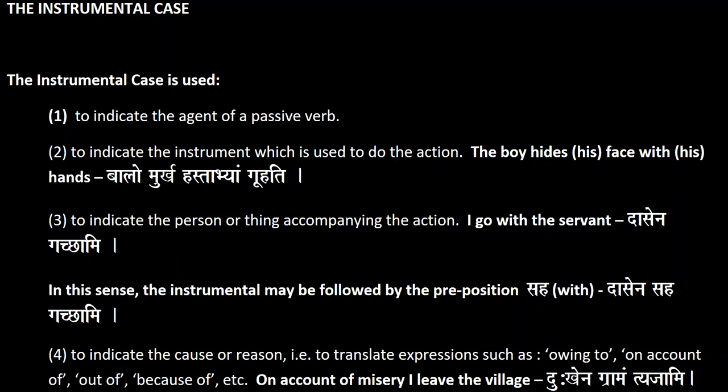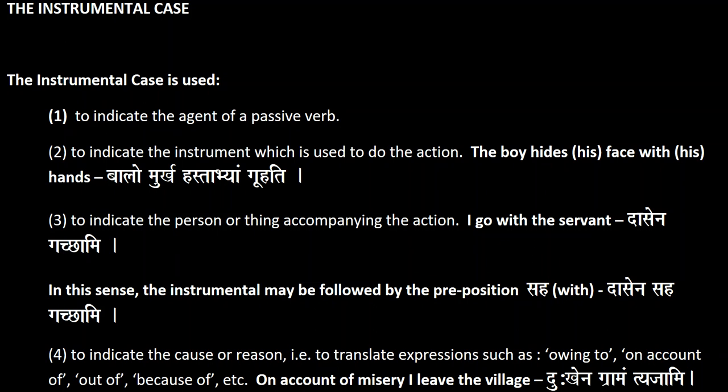How to identify the meaning of a sentence when we see a sentence with a noun that is declined in the instrumental case. The instrumental case is used in several ways, and we'll be going over that in this video along with some examples. So number one is to indicate the agent of a passive verb.